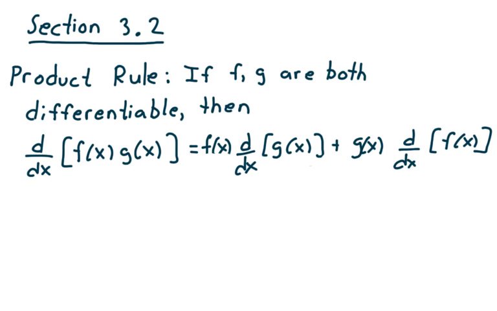If f and g are both differentiable, then the derivative of f of x times g of x with respect to x is equal to f of x times the derivative of g of x with respect to x plus g of x times the derivative of f of x with respect to x. So that's called the product rule.